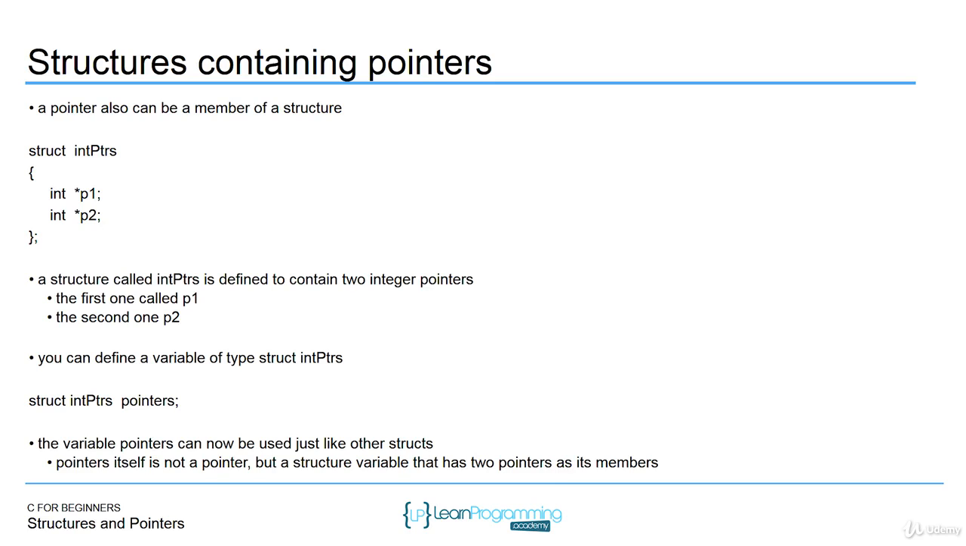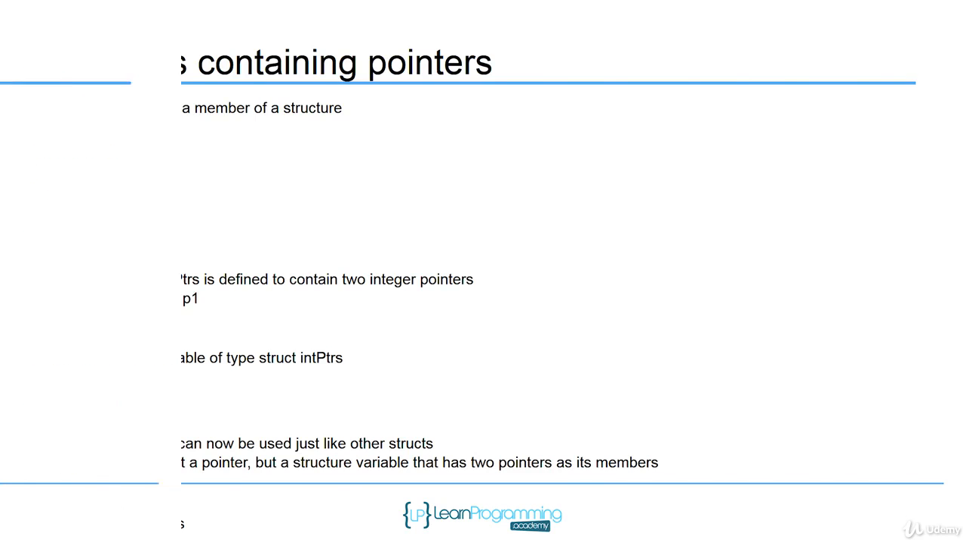So if we want to access the elements inside the pointers variable, which is an int pointers, we don't use the dash greater than, right? Because pointers is not a pointer, it's a struct. We would use the dot to access P1 and access P2.